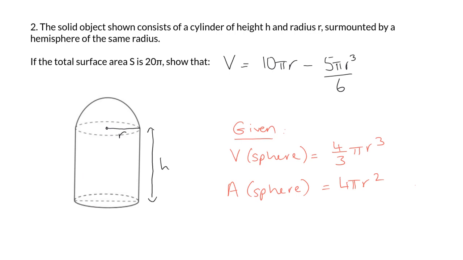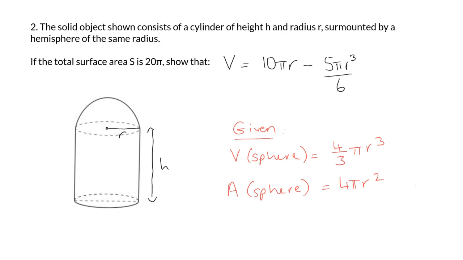Our second one then, an older question that used to be on a non-calculator paper. So you used to have to do these questions without a calculator. So the solid object consists of a cylinder of height h and radius r surmounted by a hemisphere of the same radius. Surmounted just means they're attached together. If the total surface area S is 20 pi, show that V equals this.